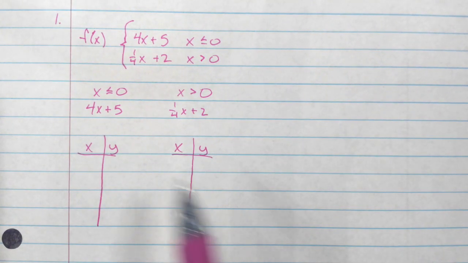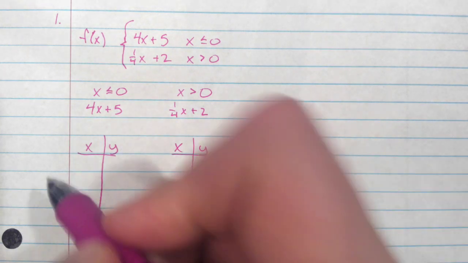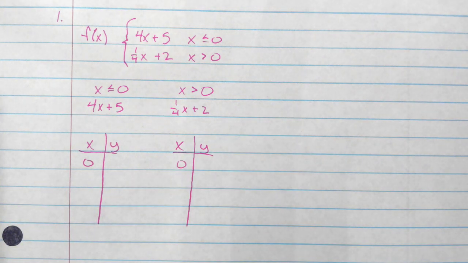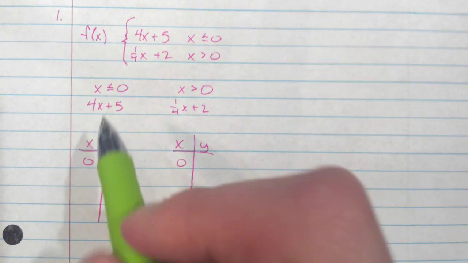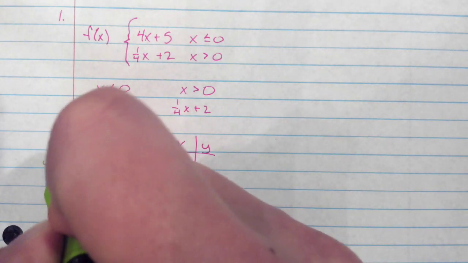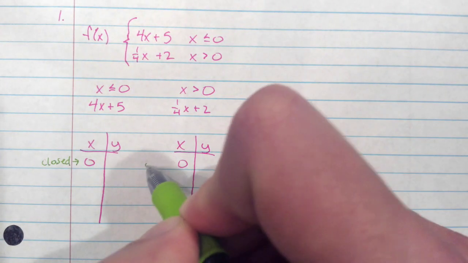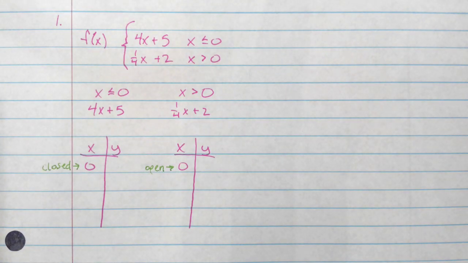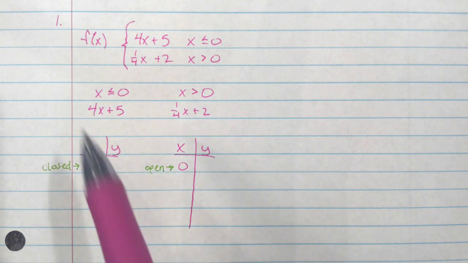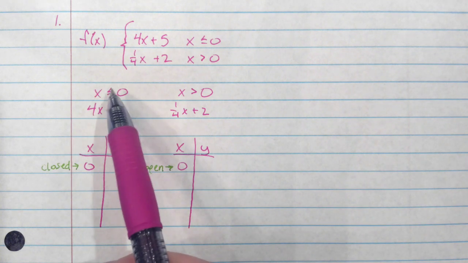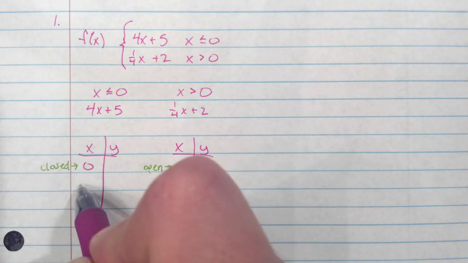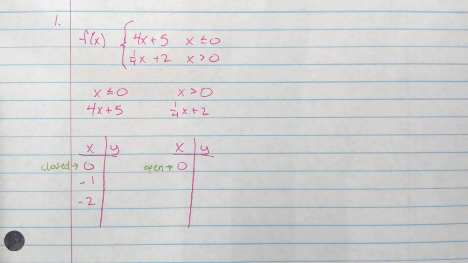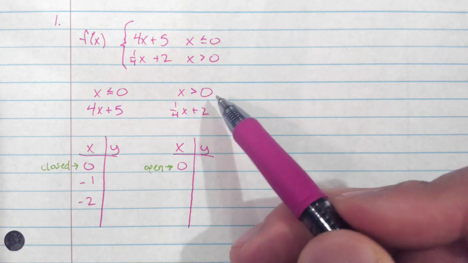And then so what value do we have to pick for both of them? 0. Remember that this one is going to be closed because of the less than or equal to symbol. So closed. This one's going to be open because of the greater than symbol, no line underneath. And then the inequality also tells us the other values we can pick. X has to be less than 0, so we would pick -1 and -2, and that would be enough.